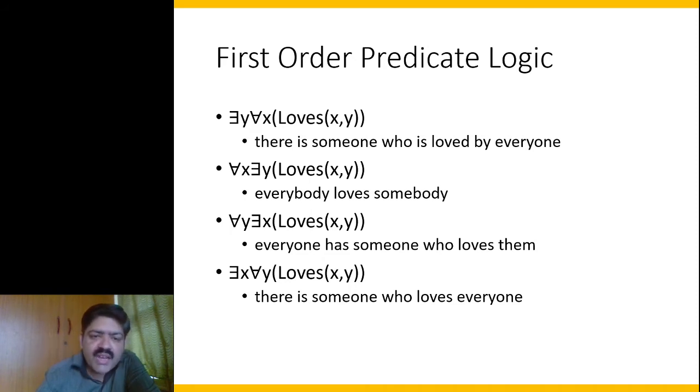How do you say everyone has someone who loves them? For all y, there is an x, right? So for all y, there exists an x such that loves of x comma y holds true. And how do you say there is someone who loves everyone? There exists an x for all y such that loves of x comma y. So this x loves everyone. Okay, so it's fun to study predicate logic. I recommend that you spend some time practicing the basic quantifiers so that you understand how to use them in framing queries.